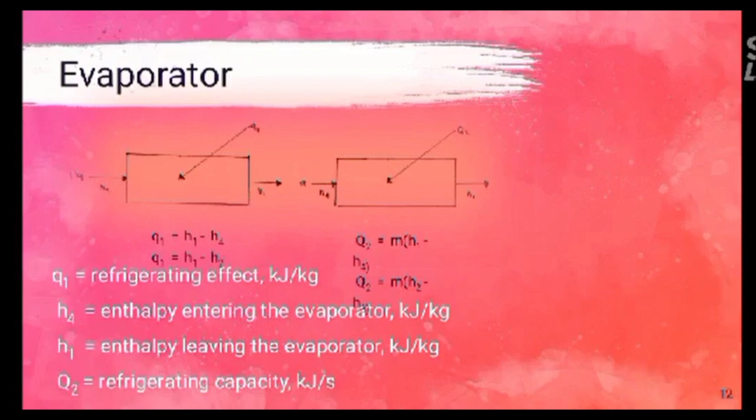The refrigerating effect can be calculated by subtracting the enthalpy entering the evaporator, H sub 4, which is equal to the enthalpy that enters the expansion valve, H sub 3, from the enthalpy leaving the evaporator, H sub 1. The refrigerating capacity, on the other hand, can be found by multiplying the refrigerating effect by the mass flow rate. And that is all about the evaporator.